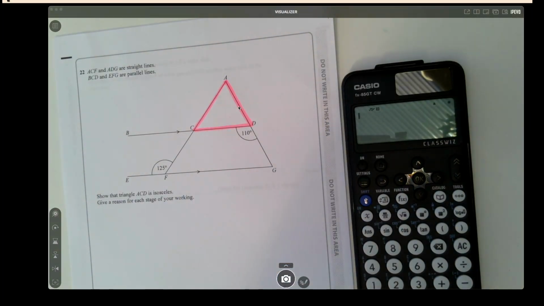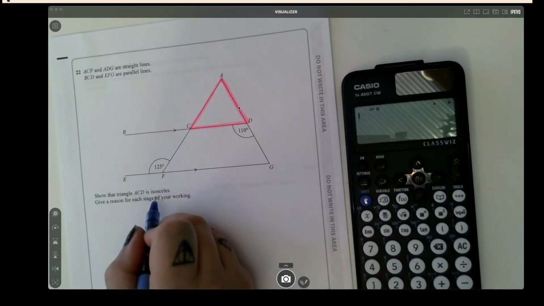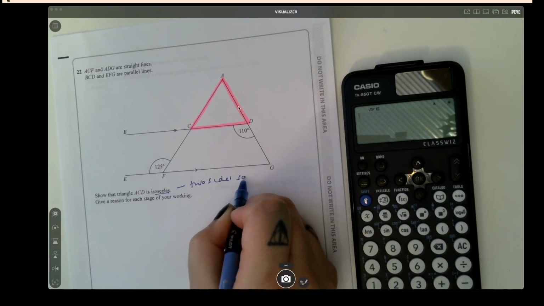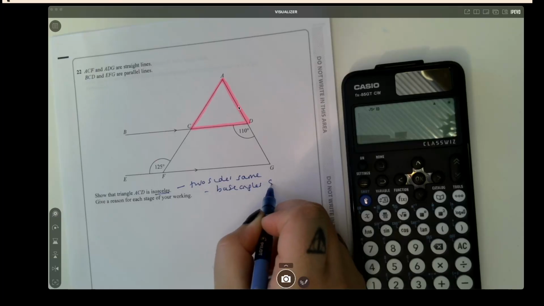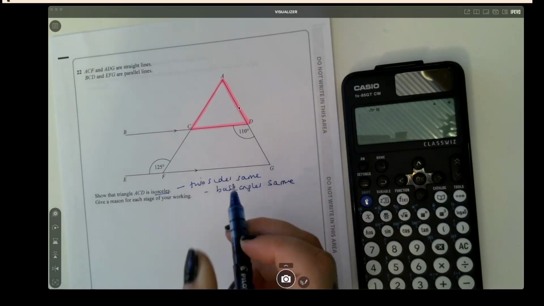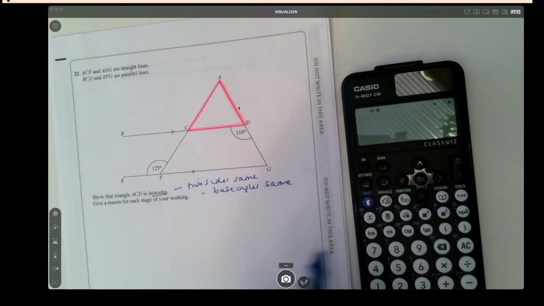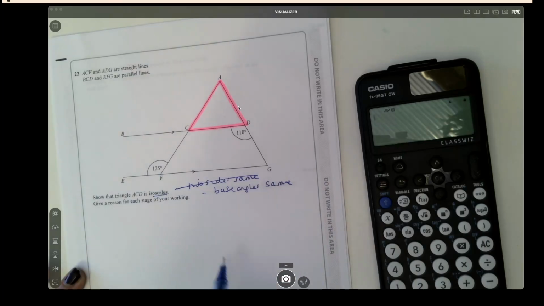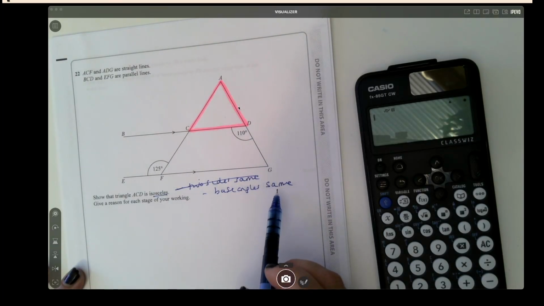And it wants us to give a reason for each stage of our working out. So what do we know about isosceles triangles? They have two sides the same, and then their base angles are the same. So we've not been given any information about the sides apart from their straight lines, or that we've got some parallel lines in there as well. So we can't actually use this fact, but we can use the fact that the base angles in an isosceles triangle are the same.